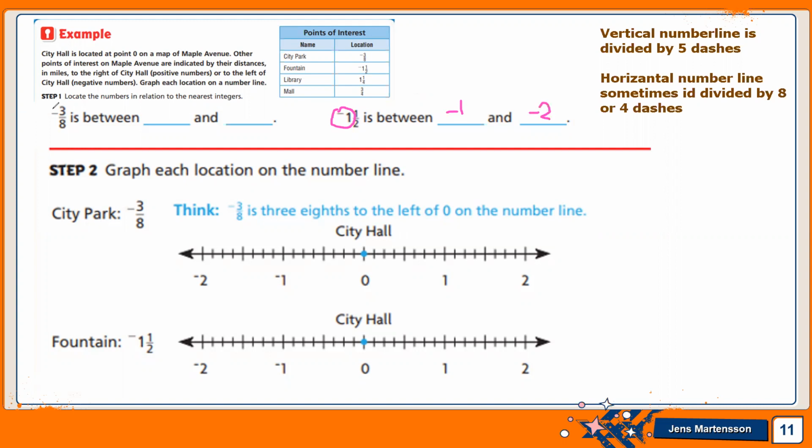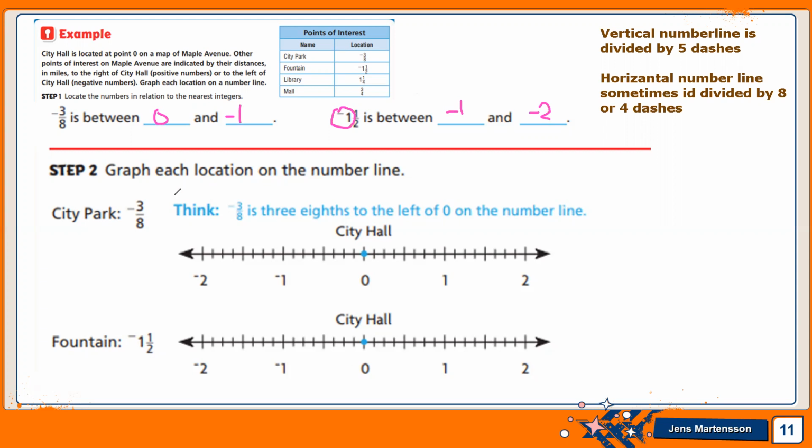But look at the first one here. Here you have 0 and 3 over 8, so there's no whole number beside 3 over 8. That means it will be between 0 and -1. Got it? Yes, teacher, got it.